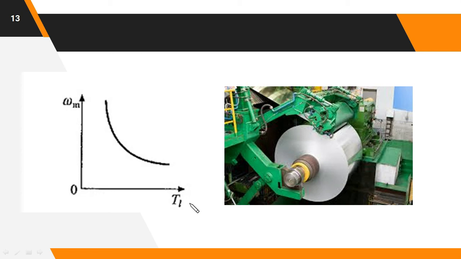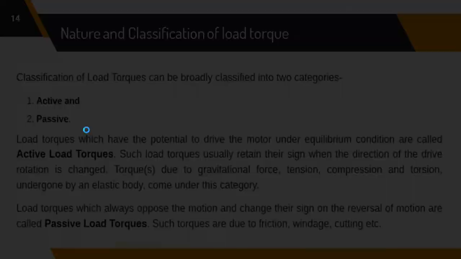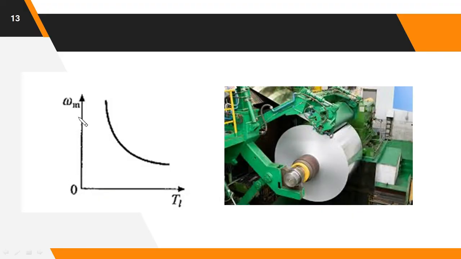Okay, so this is nothing but the example of a coiler, and the graph is almost hyperbolic in nature. The developed power is nearly constant for all speeds as the speed increases. Done.